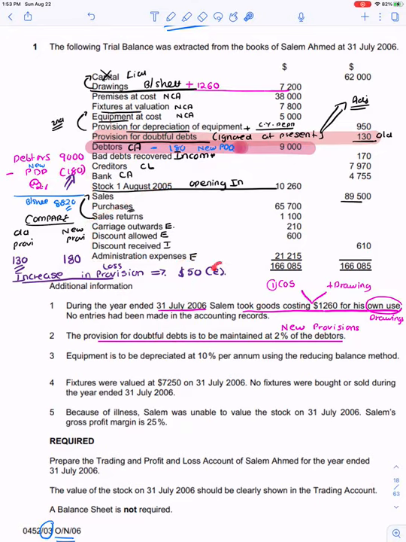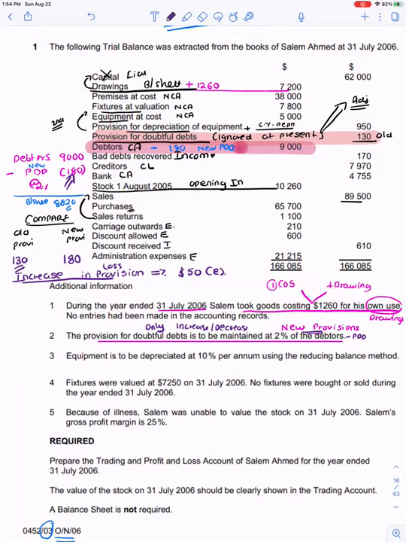So the second effect of this provision for doubtful debts is only the increase or decrease has to be recorded, and the entire new provision will be subtracted from debtors. Two effects.